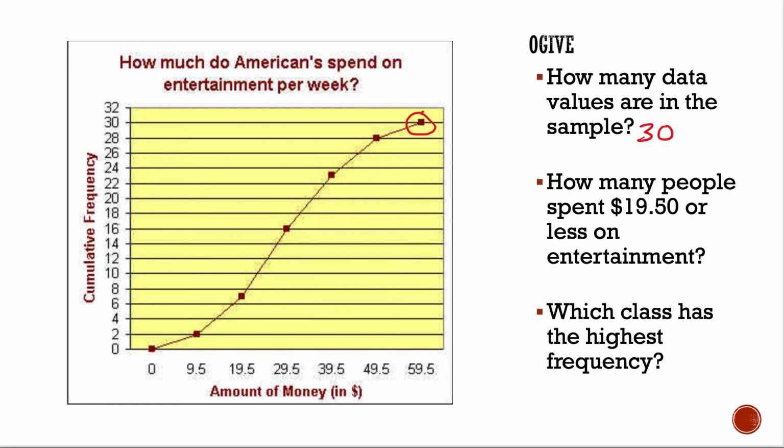How many people spent $19.50 or less on entertainment? So I find that point. That point is at 7. Remember, no need to add because it's already been added up. Which class has the highest frequency? Remember that you're looking for the biggest jump from one class to the next. All right, and so you could say here 19.5 to 29.5.